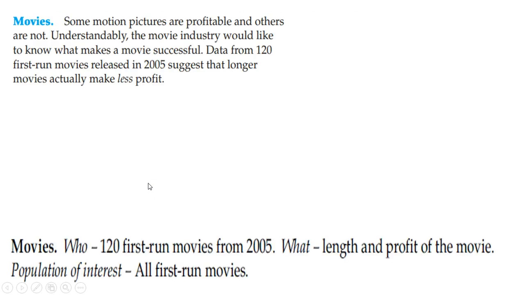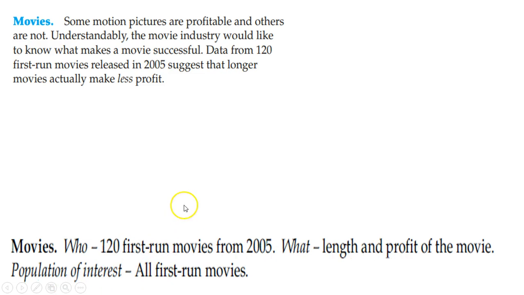So taking a look at this, it says the who. Well, who, what were we looking at? What was the data coming from? Who were those data? It was the 120 first-run movies in 2005. What were they looking at? They were looking at the length and the profit, right? How long were the movies versus the profit?